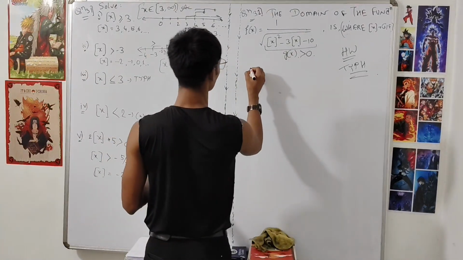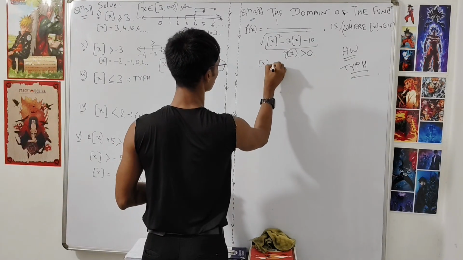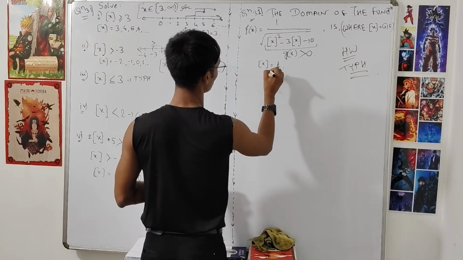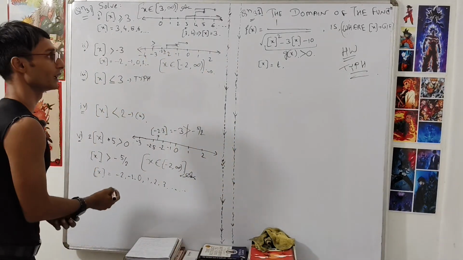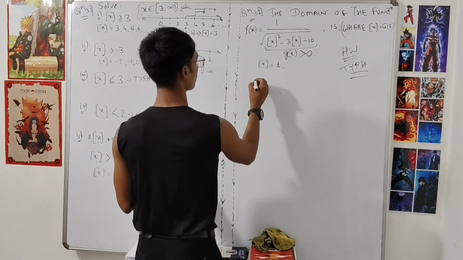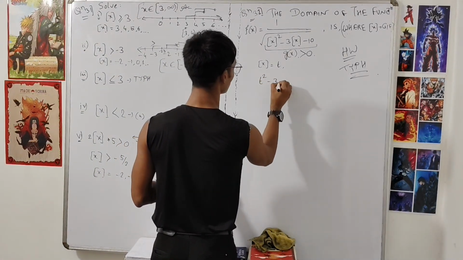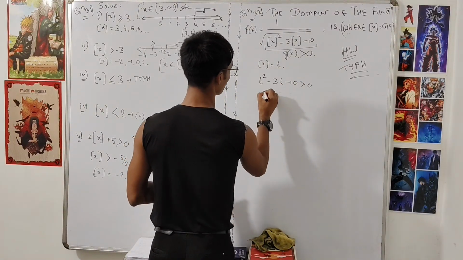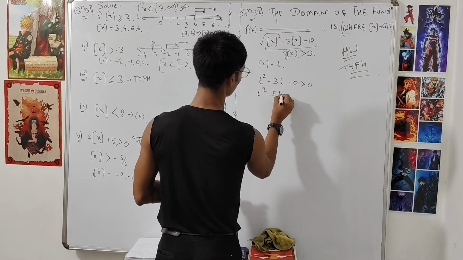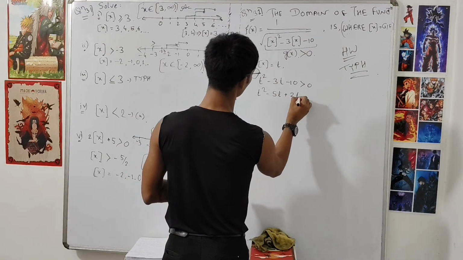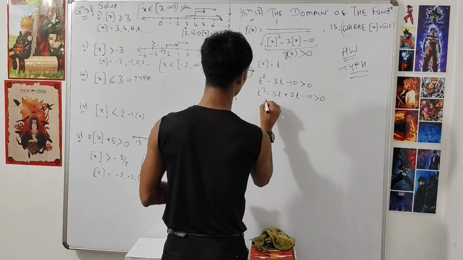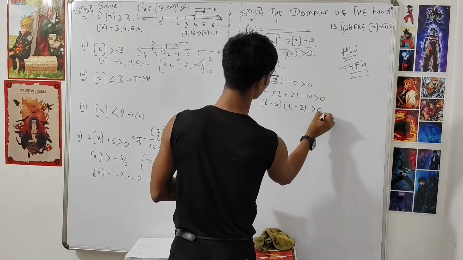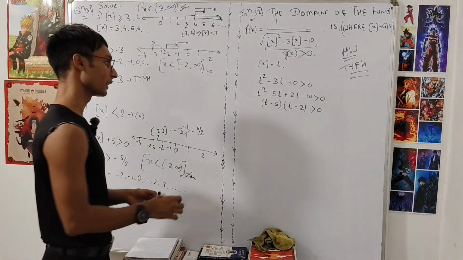Yes, so just simply put [x] is equal to t for simplification. So this is t square minus 3t minus 10 is greater than 0, right? Yes, now t square minus 5t plus 2t minus 10 is greater than 0. So (t minus 5)(t minus 2) is greater than 0. Okay, so from here.